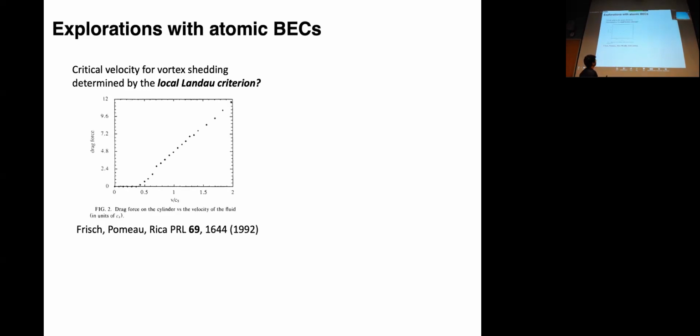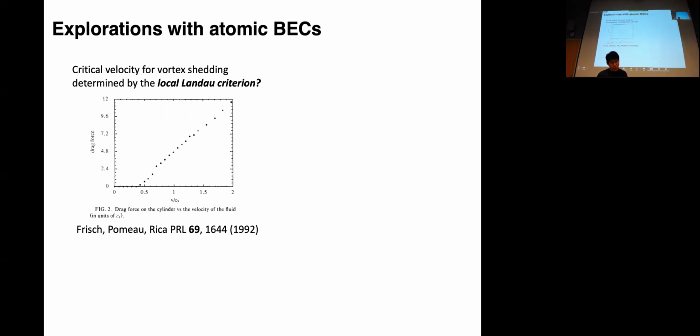Now, for atomic Bose-Einstein condensates, obviously one of the first things that we want to measure is the critical velocity of the superfluid. And even before the creation of atomic BECs in the labs, there was this rather well-known numerical paper by Frisch, Pomeau, and Rica in 1992, where the team performed numerical simulations of the Gross-Pitaevskii equation to see what happens when a very hard-walled cylinder moves through a uniform Bose-Einstein condensate.